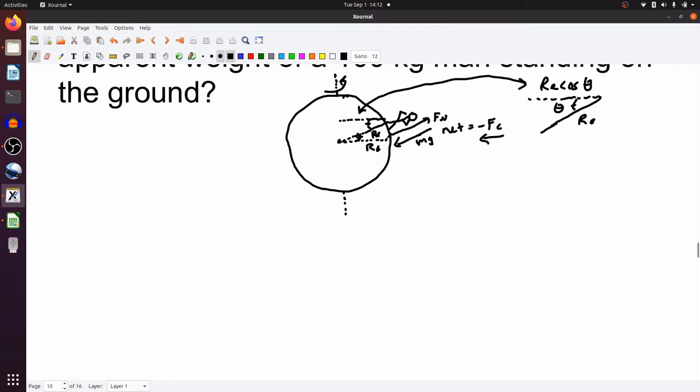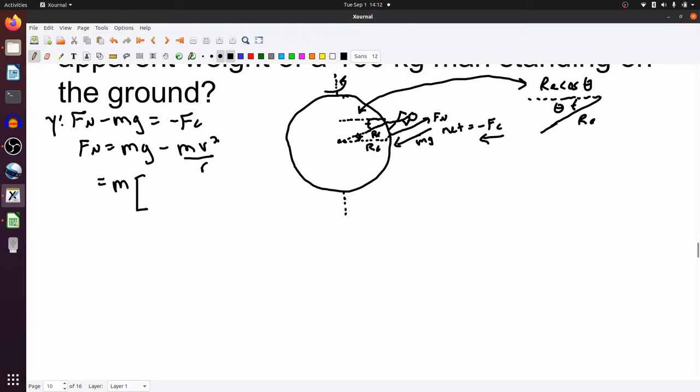So I just need to draw my little picture. Let's see what's going on in the vertical. We have the normal force that goes up, the mg that goes down, and since we're rotating at a constant speed, our only net force is centripetal, and that's Fc, pointing towards the center of the Earth. And I put a negative because it goes to the left. If we solve for our normal force, which is our apparent weight, we get mg minus mv squared over r, which I plugged in for Fc, or I get m times g minus v squared over r.